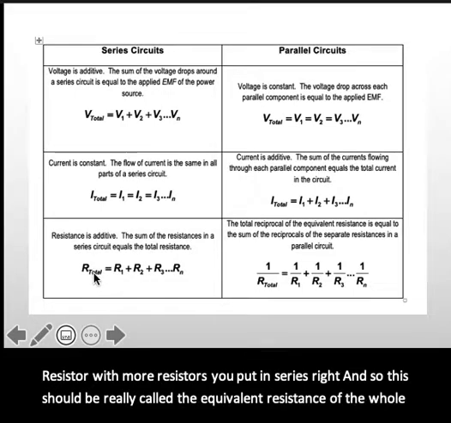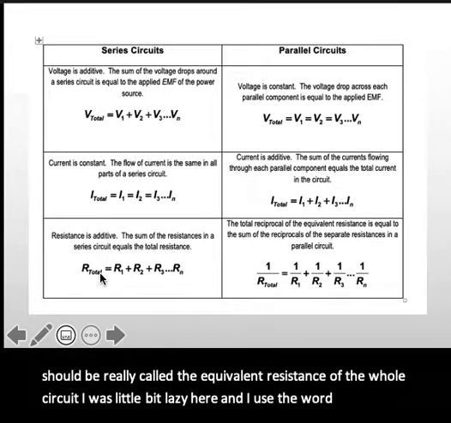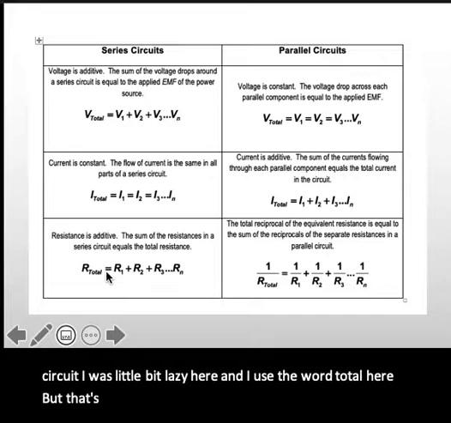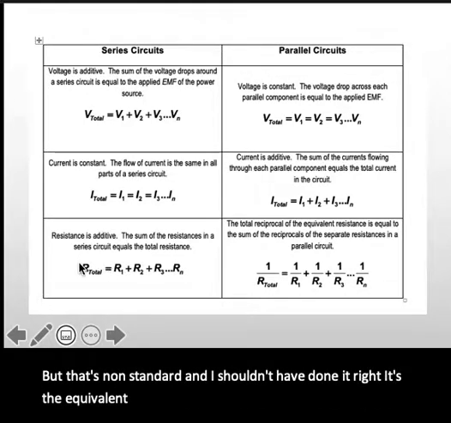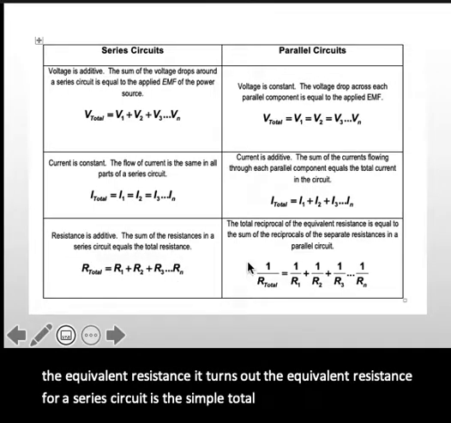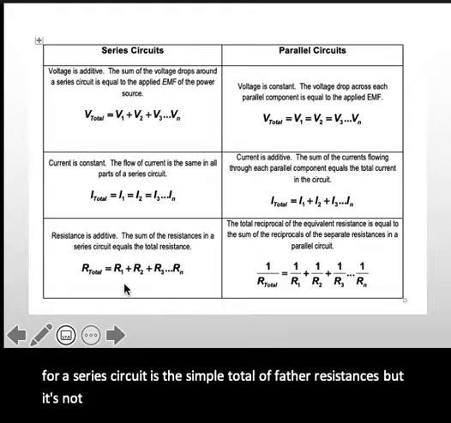I was a little bit lazy here, and I used the word total here, but that's non-standard, and I shouldn't have done it, right? It's the equivalent resistance. It turns out the equivalent resistance for a series circuit is the simple total of all the resistances, but it's not the case over here for parallel circuits. So the preferred term is to talk about the equivalent resistance.